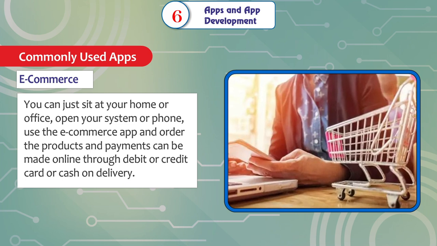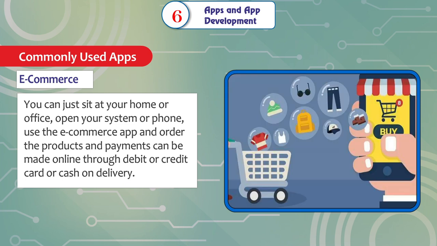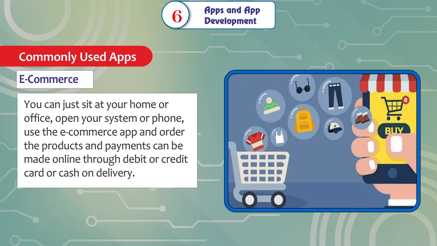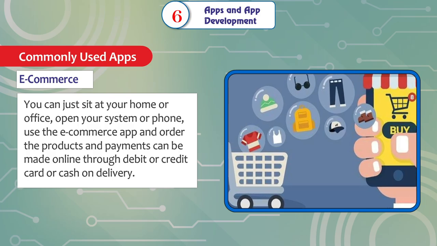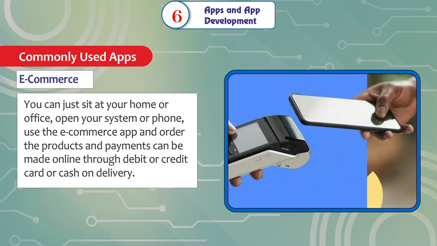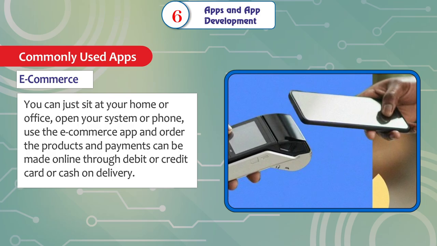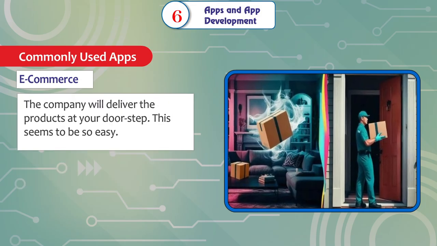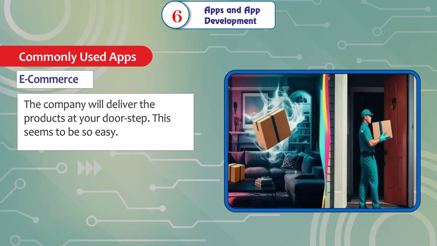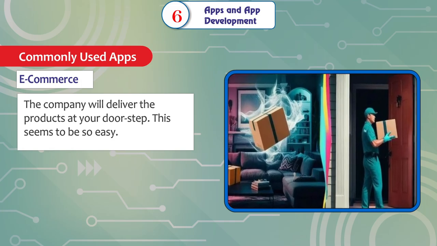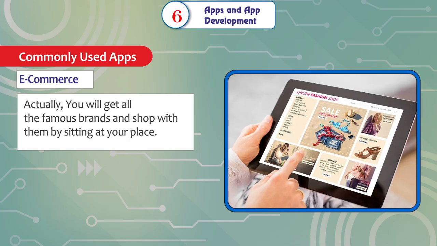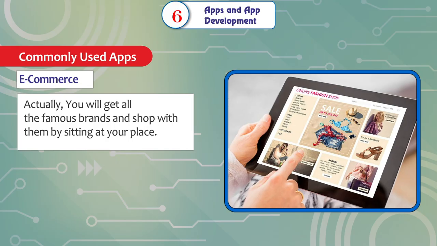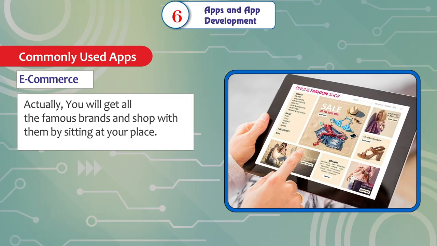You can just sit at your home or office, open your system or phone, use the e-commerce app and order the products, and payments can be made online through debit or credit card or cash on delivery. The company will deliver the products at your doorstep. This seems to be so easy. Actually, you will get all the famous brands and shop with them by sitting at your place.